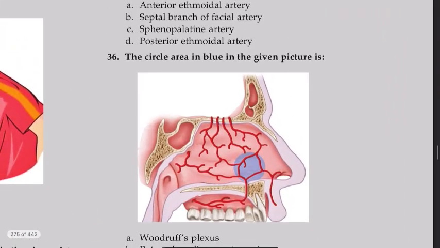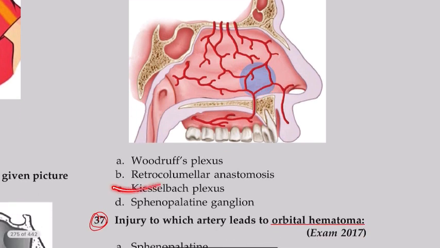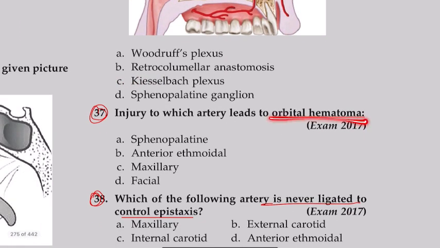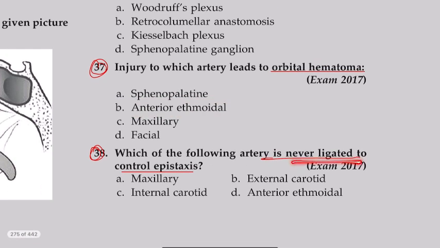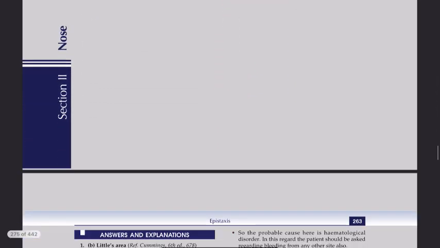Now moving further, the circled area, what is this? We know it is Kiesselbach's plexus, right? Injury to which artery leads to orbital hematoma? We know that is the anterior ethmoidal, right? Which of the following arteries is never ligated to control epistaxis? We know that the internal carotid is never ligated, right? This was all about MCQs from the topic of epistaxis.